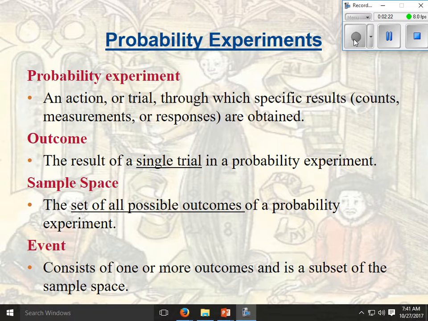An outcome is a result of a single trial. So if you drew out one M&M, figuring out the color, that's an outcome. If you flip the coin and you got heads or tails, that's an outcome. Sample space is the set of all possible outcomes.